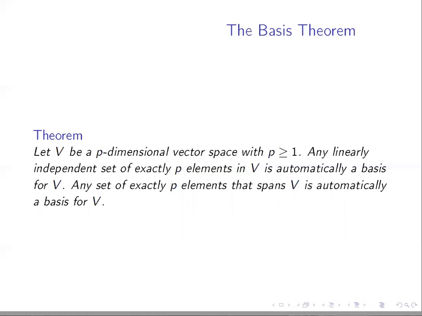So that means if the dimension is, let's say, 5, and I can find 5 linearly independent vectors in that space, then they are a basis. If I can find 5 vectors that span it, that's a basis. So if you know the dimension, all you have to do is find that number of things that either span it or are linearly independent, and you automatically have leveraged yourself into a good spot.